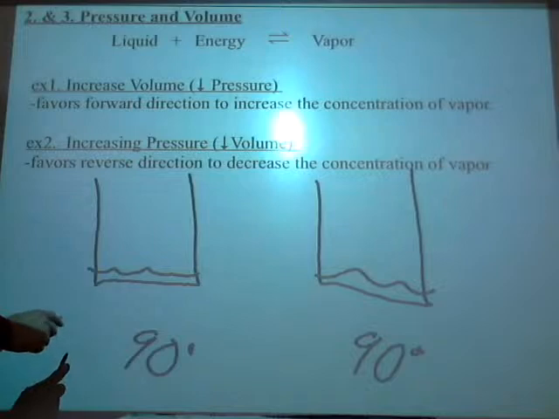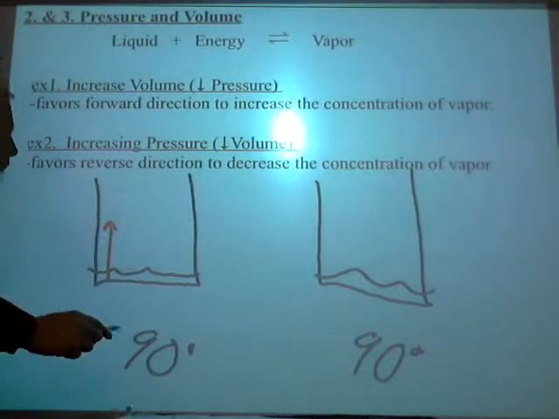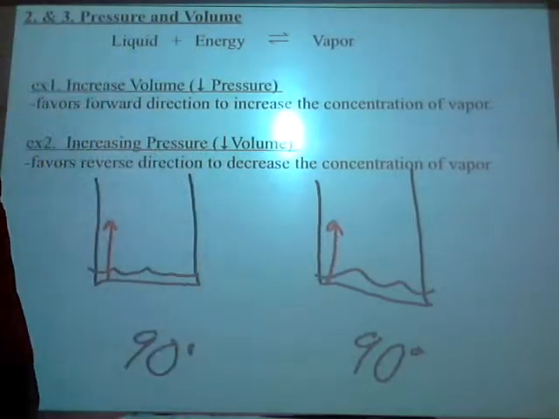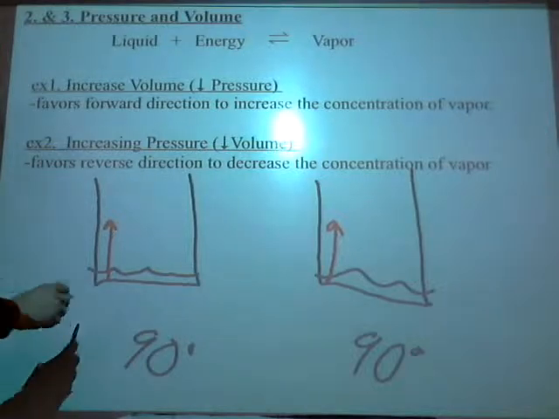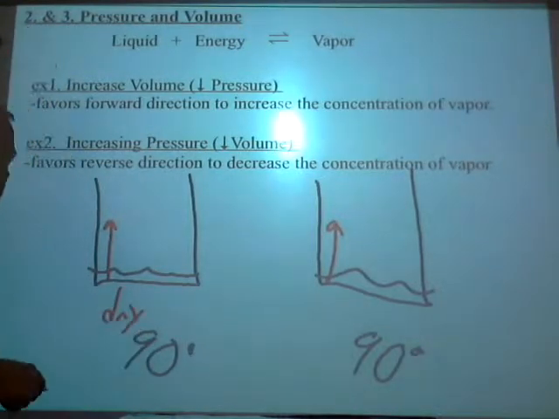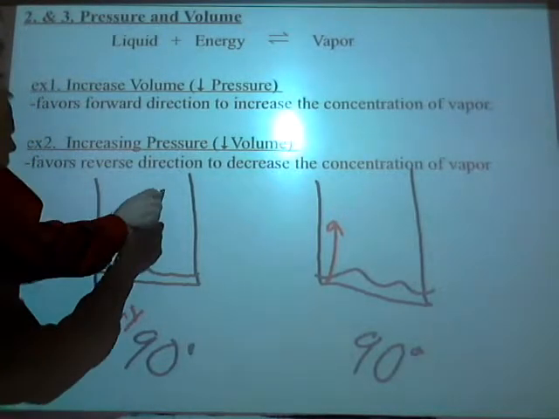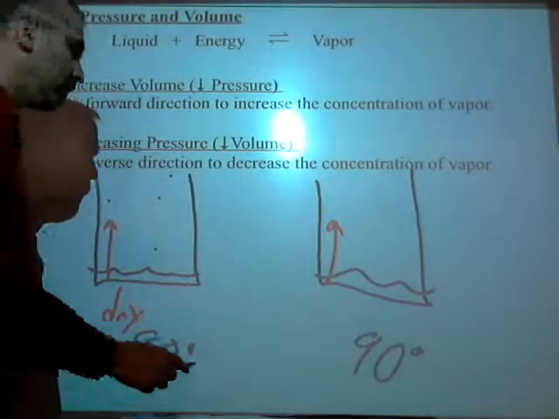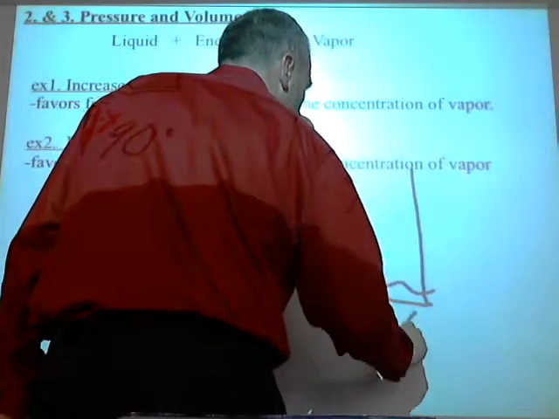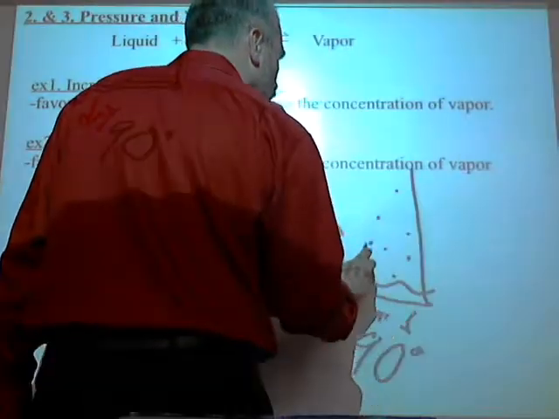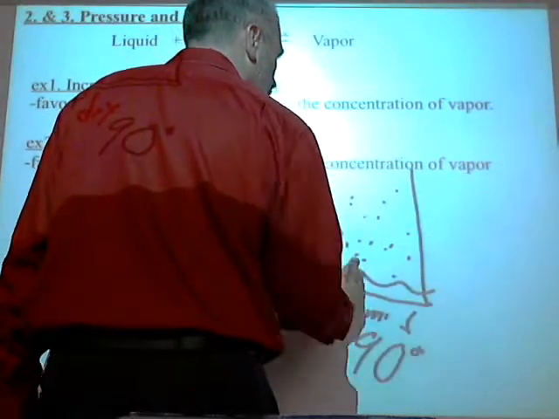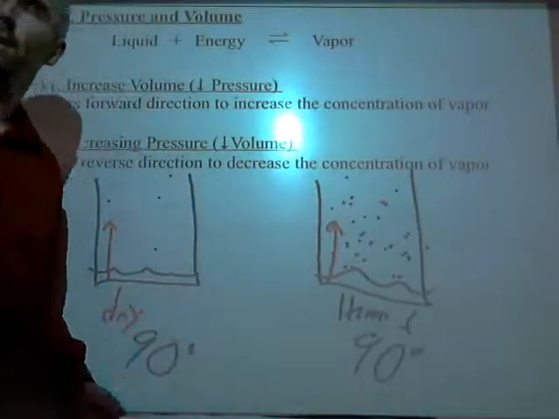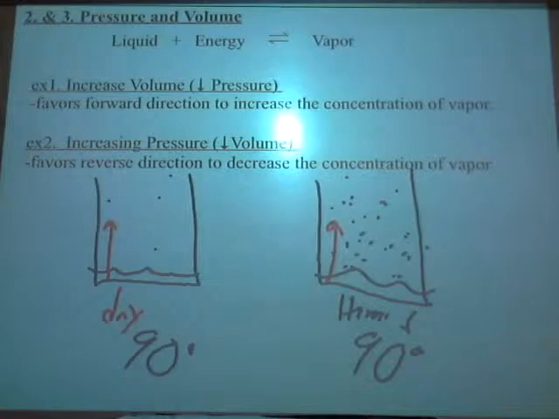So the evaporation on both days is basically the same, right? But here's a dry day. On a dry day, very few water molecules above your skin, right? Not a lot of water in the air. On a humid day, lots of water molecules above your skin, right? So what's happening on the dry day?